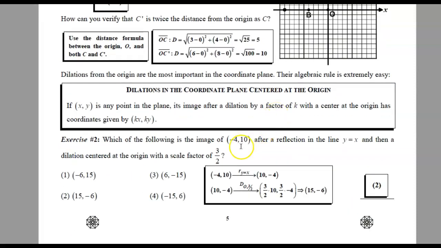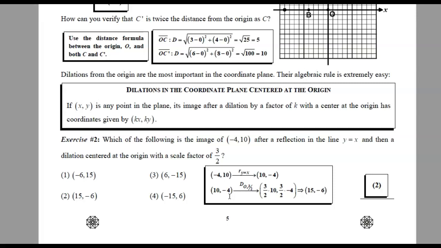All right, example 2. Which of the following is the image of -4, 10 after a reflection in y equals x and then a dilation from the origin with scale factor 3/2? So we have to go in order. If we reflect over y equals x, this goes back to a previous unit. We're just going to switch the coordinates. Y literally equals x, and so 10, -4 is the result. We don't need a grid for that. We just know that they're going to switch. And then once we're at 10, -4, to dilate, remember we just apply the scale factor.